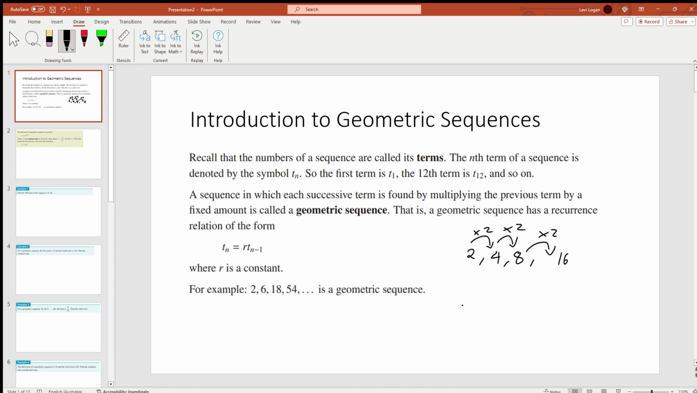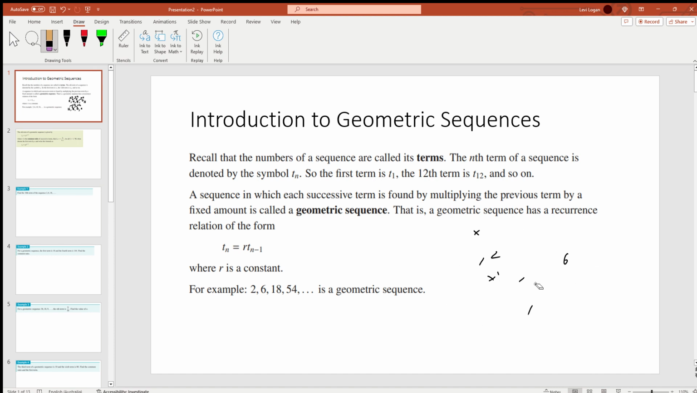We could also have this following sequence where we have 16, 8, 4, 2. We can see it's getting times by a half. So we like to think of it as a reciprocal. So rather than saying divide by 2, it's being times by a half. Okay, so that's the main idea of a geometric sequence.